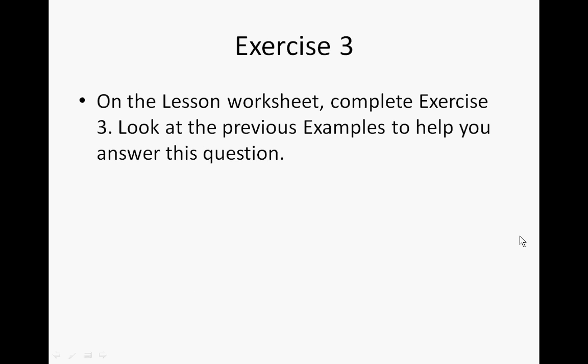All right, exercise 3. On your lesson worksheet, you're going to complete exercise 3. Look at the previous examples to help you answer this question. And then once you're done with that, continue the video to check your work.